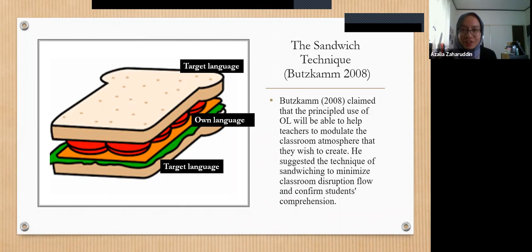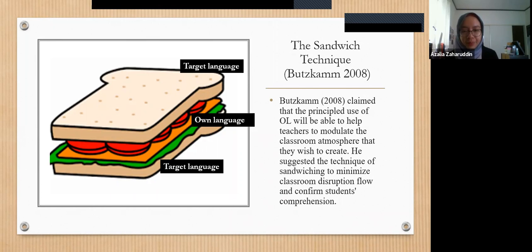The name sandwich technique comes exactly from how a sandwich looks. It involves a 3-step procedure where the teacher introduces a new word in the target language, inserts a brief translation in the own language, and repeats it again in the target language. For example, if you are giving instructions in a classroom, you say, "Hai, minasan, sumimasen, kiite kudasai, please listen, kiite kudasai." So that's the sandwich: target language, own language, target language.